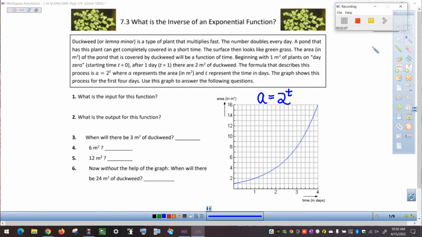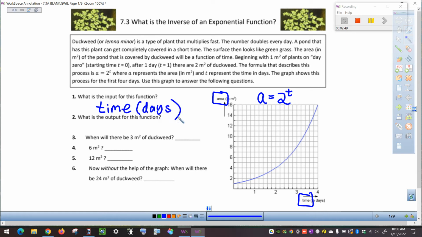First off, Max, what did you say? What is the input for this function? Y. So we're choosing between area and time, thinking about those as our 2 variables. We have our graph here, so we can look at how it's labeled on the axes, but we can also look at the equation: what position would we input a number in? The time, yeah. So the input here is going to be the time, and that's being measured here in days.